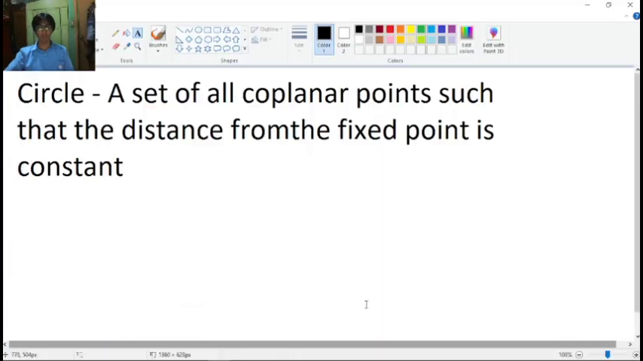Hi, so I'm here today to teach you, educate you about the circle. As you can see here, it's a set of all coplanar points such that the distance from the fixed point is constant. So there are a couple of things to be specific that you need to really remember here.